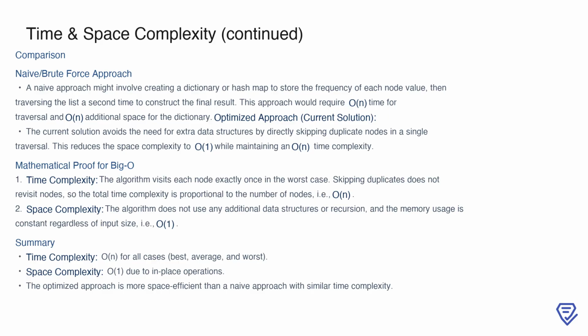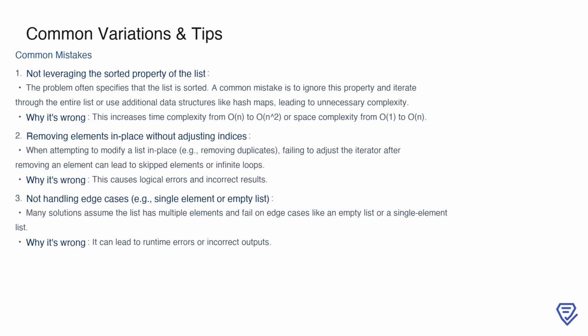For the time complexity, we can mathematically prove that each node is visited only once, even in the worst case, leading to O(n) time. For space complexity, the absence of extra memory usage or recursion keeps it at O(1). In summary, this optimized approach achieves O(n) time complexity consistently, while being significantly more space efficient with its O(1) memory usage.